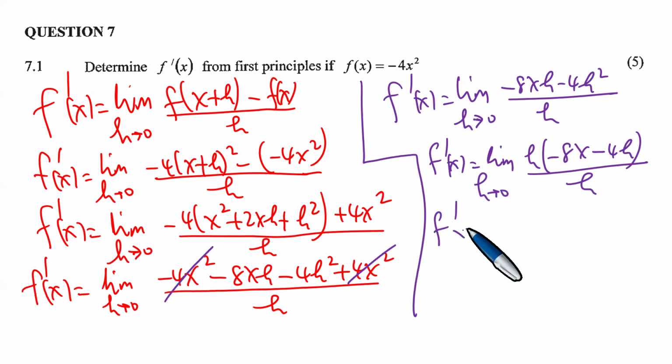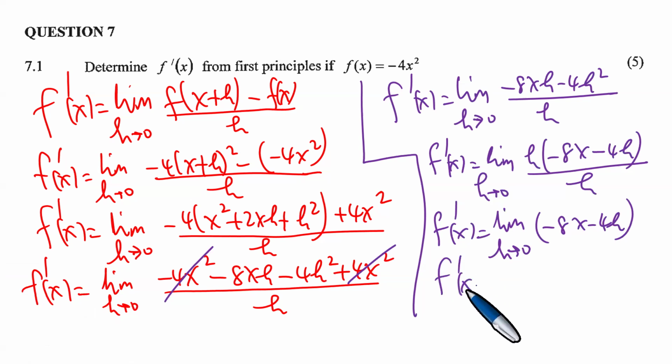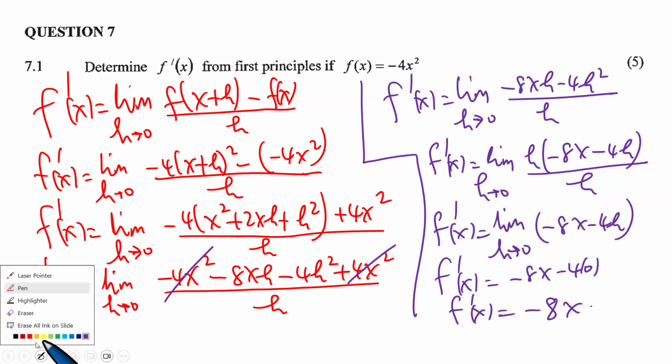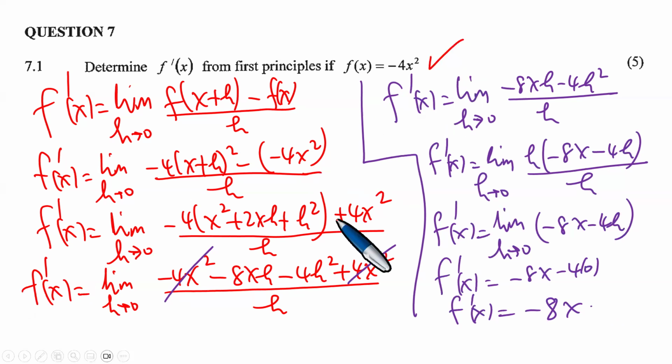this approaches 0, which means f prime of x is exactly the limit as h tends to 0 of minus 8x minus 4h. As h tends to 0, therefore this is exactly minus 8x minus 4 times 0, and therefore f prime of x is minus 8x, and this is the answer to the question. Okay, what kind of answer is this? It is telling us that the derivative at any point is actually minus 8x. Obviously we're given minus 4x squared, and this is the result.